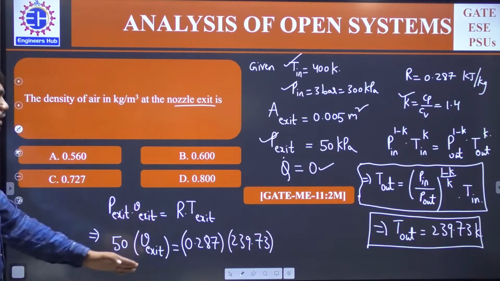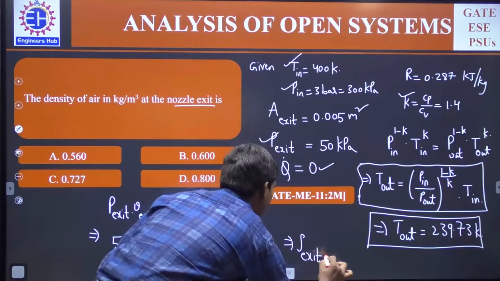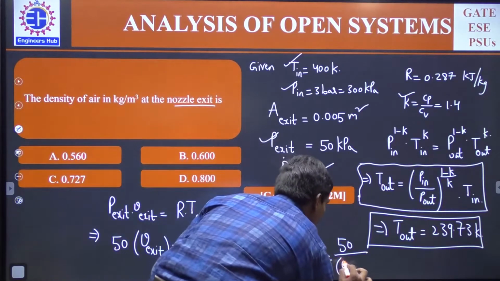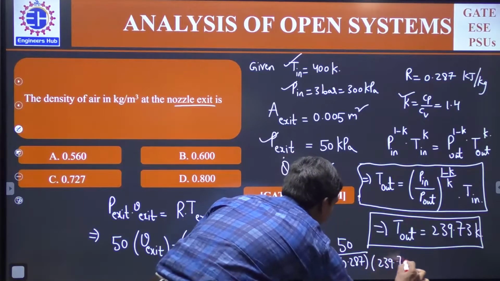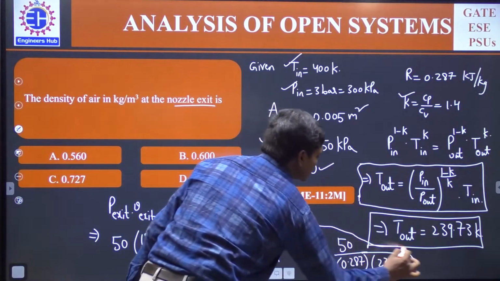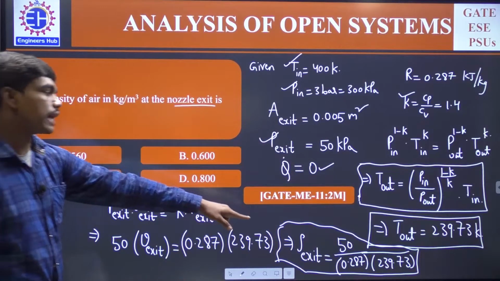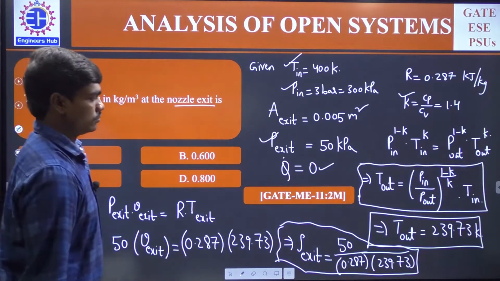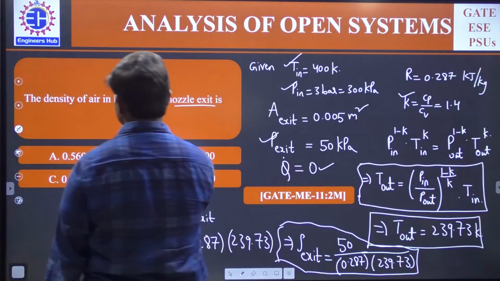So if you want 1 by V exit, meaning density at exit, it is equal to 50 divided by 0.287 into 239.73. This is the value in kg per meter cube. So please calculate this value. You will be getting the density of this gas at the exit. Please punch your calculator and tell me this value. Density 0.72. Okay, 0.727.